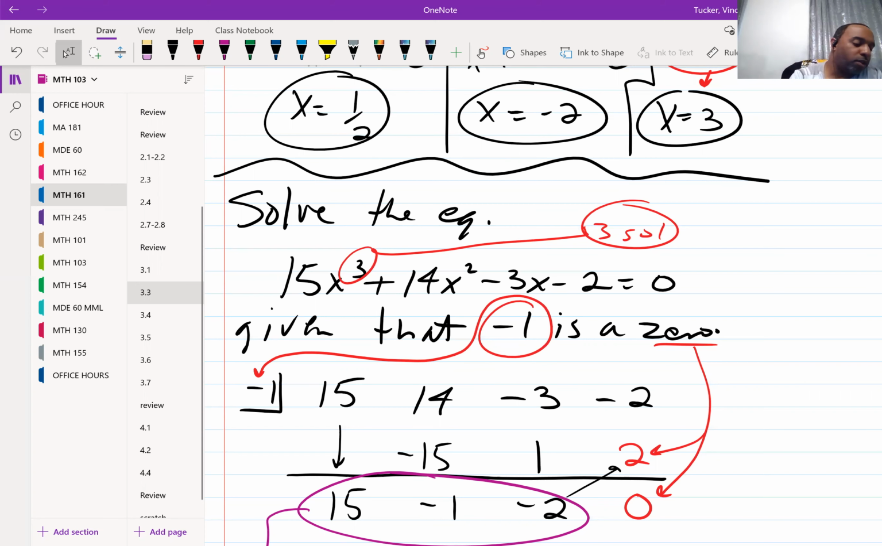And then you follow your synthetic division process, bring down 15. Negative 1 times 15 would be negative 15. That'll give you negative 15. Then 14 plus negative 15 will give you negative 1. Negative 1 times negative 1 is positive 1. Negative 3 plus 1 is negative 2. And then negative 1 times negative 2 is a positive 2. Negative 2 plus positive 2 gives you 0. So once again, remember that had to occur if they tell us that negative 1 is 0.